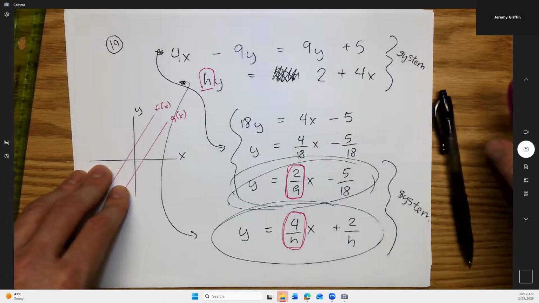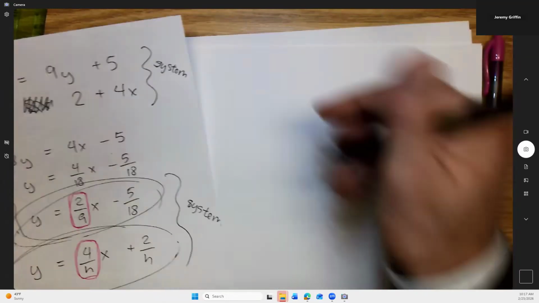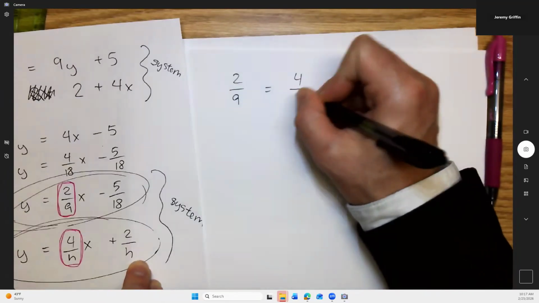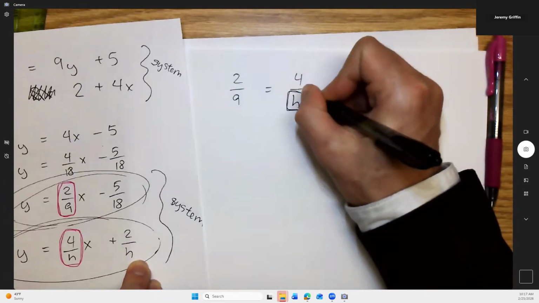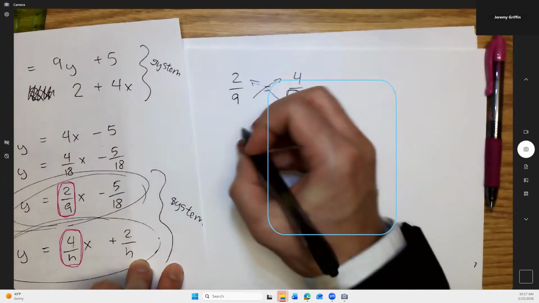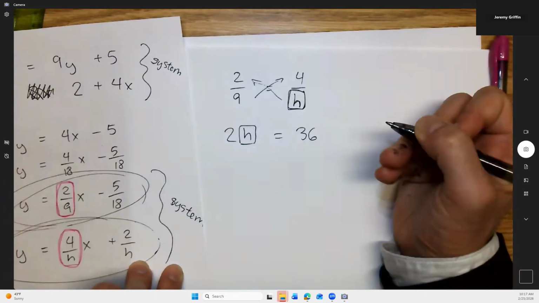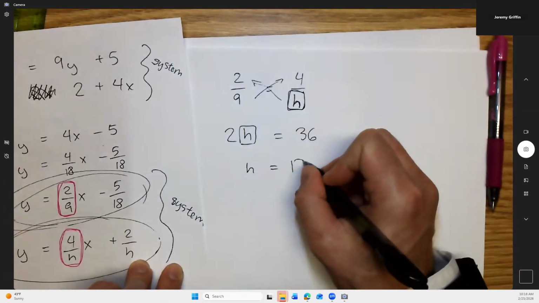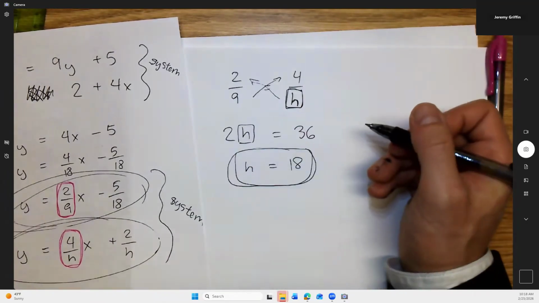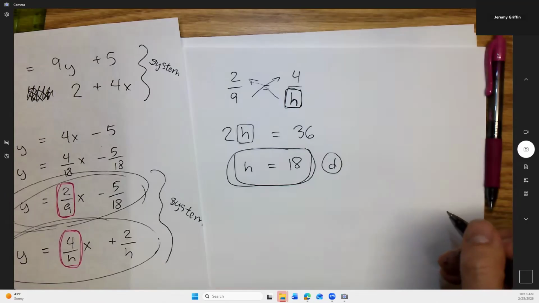Like if those were equal to each other, then they could be parallel. All right, so let's keep going on here. So I'm gonna say 2/9 equals 4/h. Solving for h, I can cross multiply. So 2h equals 36. h is equal to 18. And that is the answer. So that's D. Right, so number 19 is D.